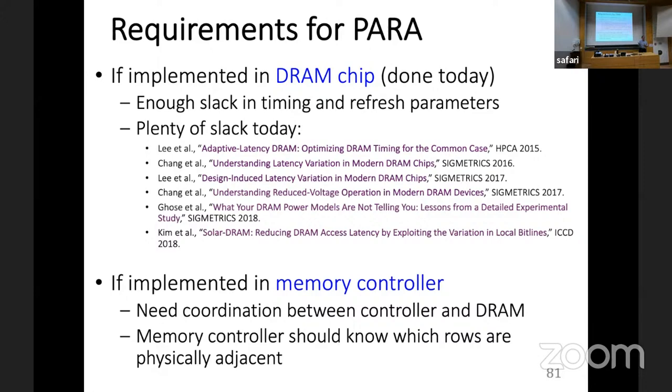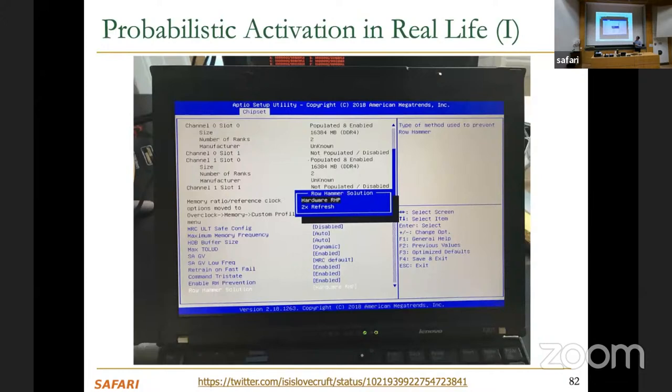Okay, so that said, a version of the solution was implemented by Intel. This is their BIOS. You can see that you can pick your RowHammer solution. It could be either hardware RowHammer protection or 2x refresh. You can see that's 2x, that's not configurable. They don't let you make it 4x even. It's actually interesting, right? Because the other one's configurable.